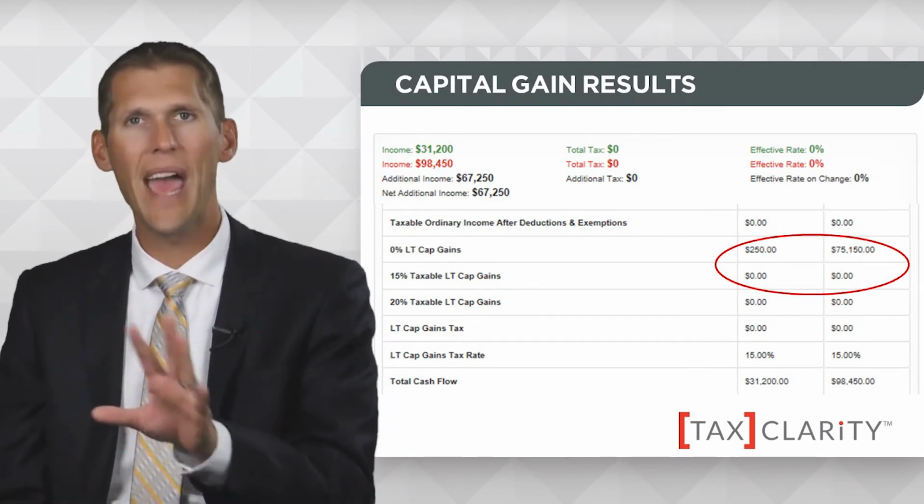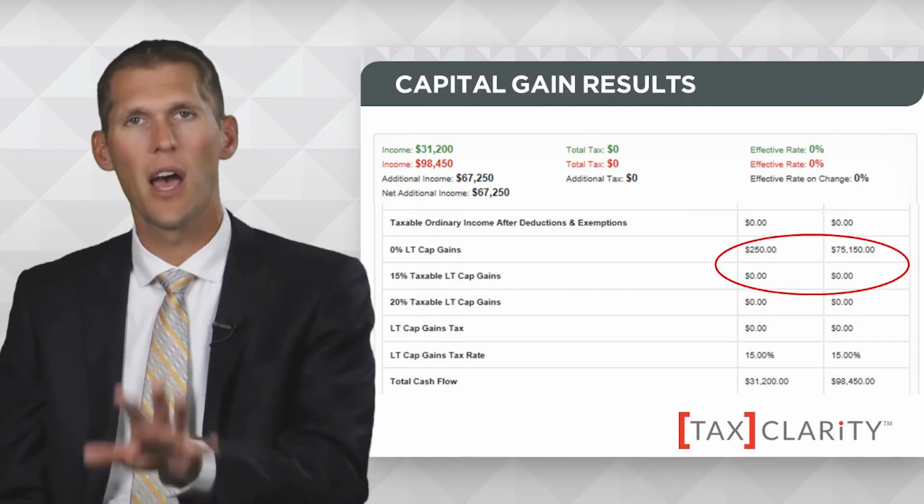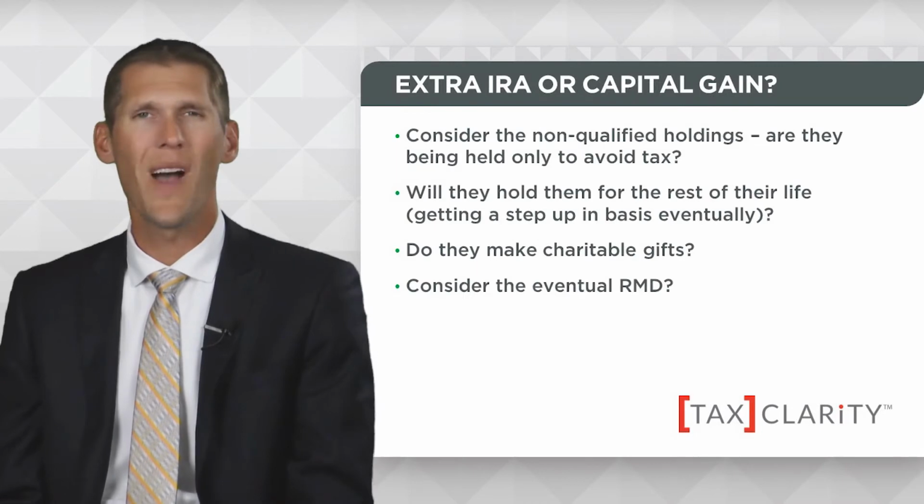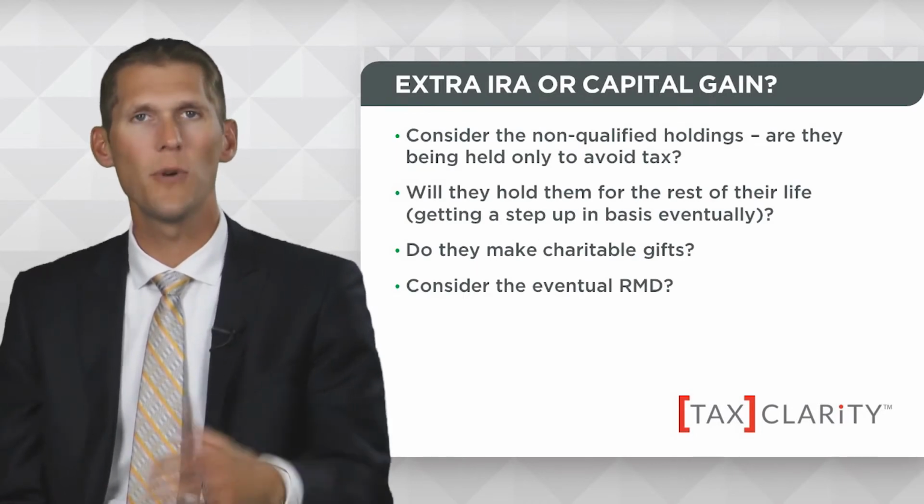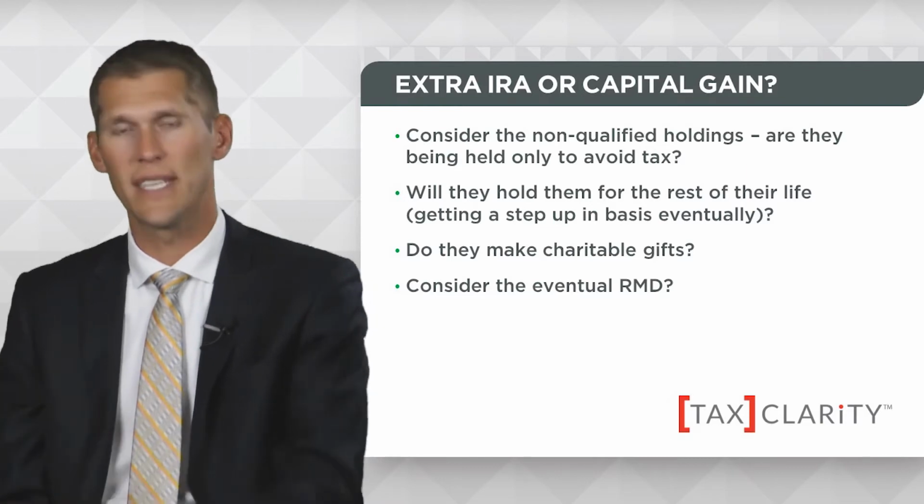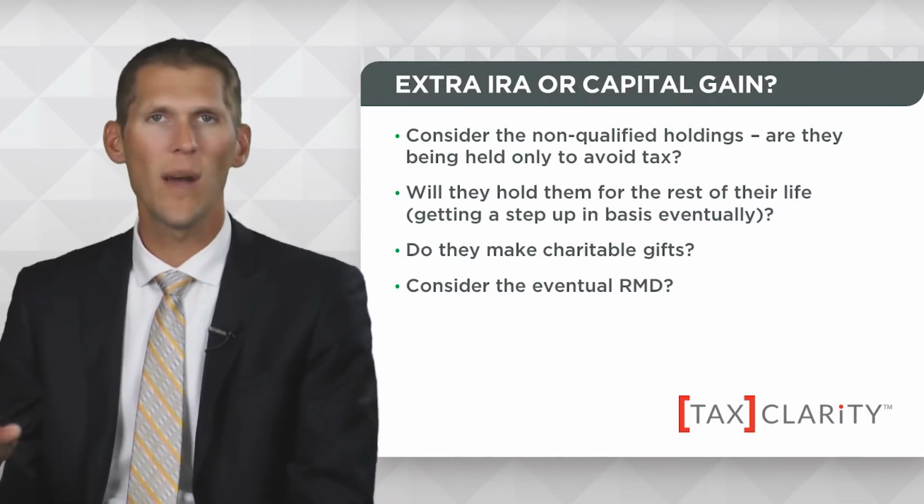Two good paths for taking advantage of a 0% tax rate on at least part of the money. So how do you make the decision? Do I do an extra IRA withdrawal or a Roth conversion, or do I harvest the capital gain? The real questions are these.